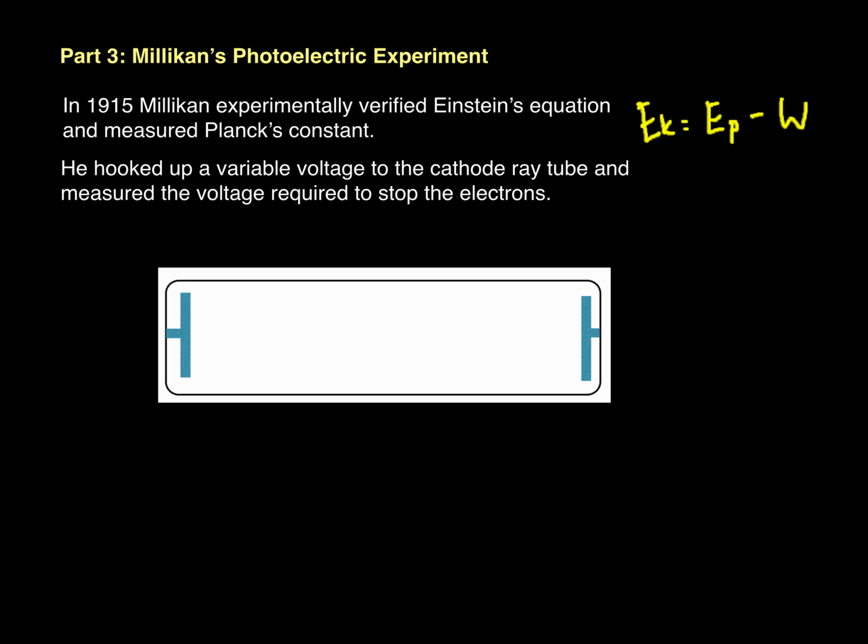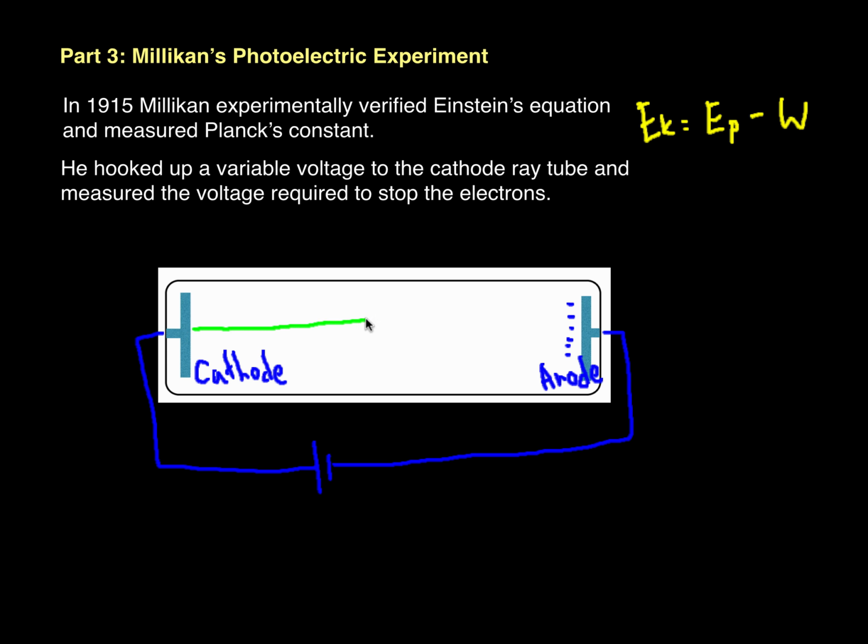He hooked up a variable voltage to the cathode ray tube and measured the voltage required to stop the electrons. So if this is the cathode, and this is the anode, he hooked up a battery, so the negative terminal of the battery was connected to the anode. This made the anode negatively charged. As a result, the electrons approaching the anode saw the negativity of the anode and turned around and went back to the cathode.